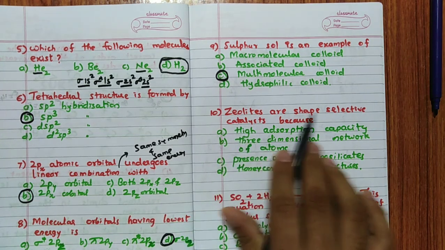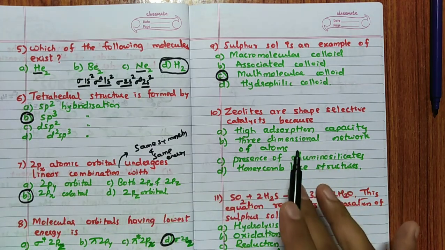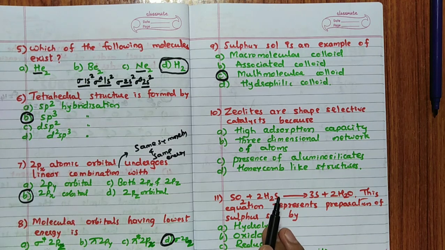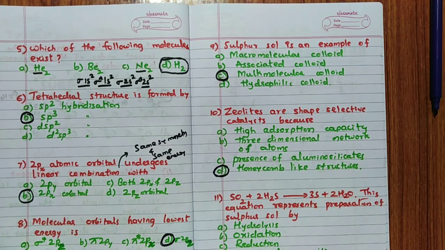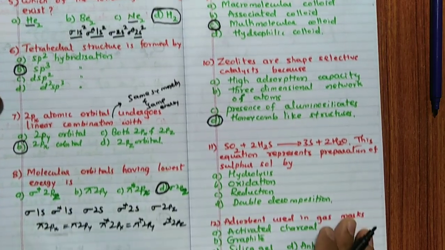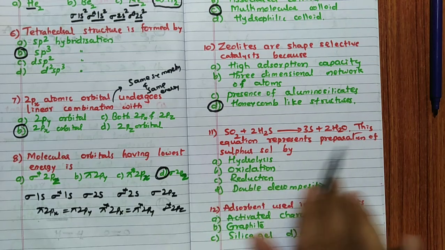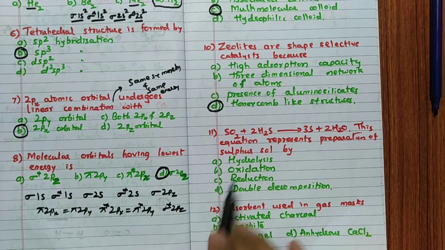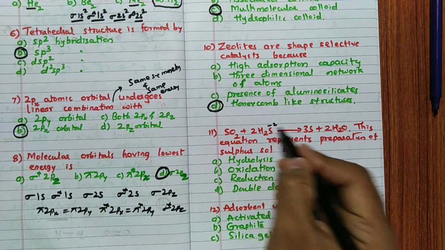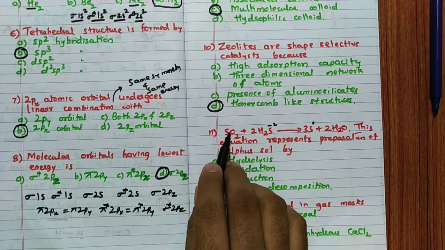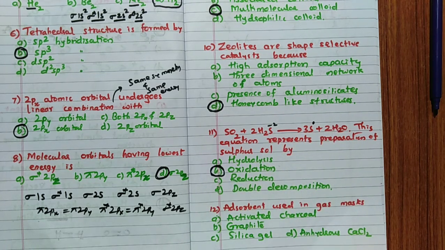Zeolites are shape selective catalysts. This was a Karnataka board second PUC theory exam question last year. Zeolites are shape selective because of their honeycomb-like structure. There is no other option. Then SO2 + 2H2S gives 3S + 2H2O. This represents the preparation of a sulfur sol by, remember, an oxidation process, because here the sulfur at -2 is converted into 0, and SO2 acts as the oxidizing agent. So oxidation is the answer.